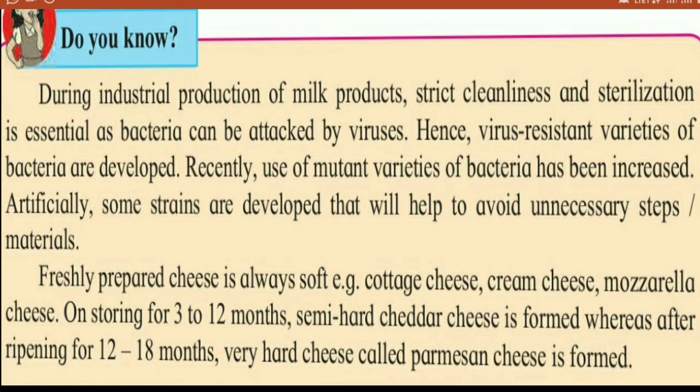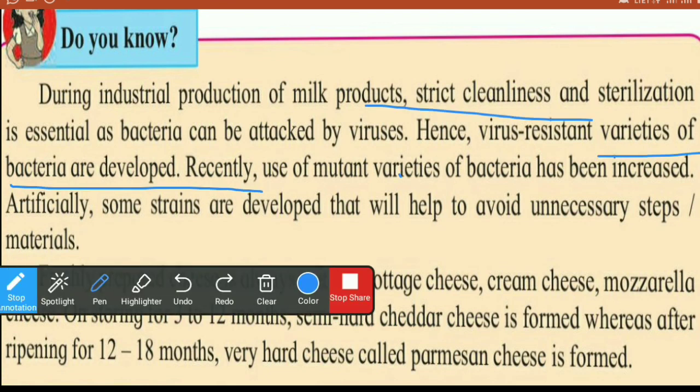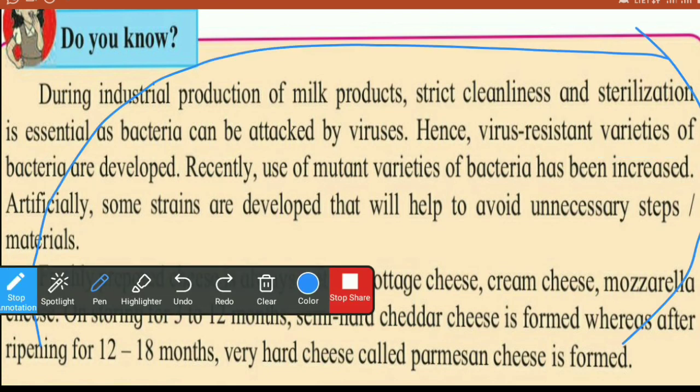Remember that if we make cheese and store it for 12 to 18 months, we get cheddar cheese. Parmesan cheese is also formed, and it's very hard. We store that cheese for the hardness. So you have to remember this for the production of certain types of product, you can say also dairy product.